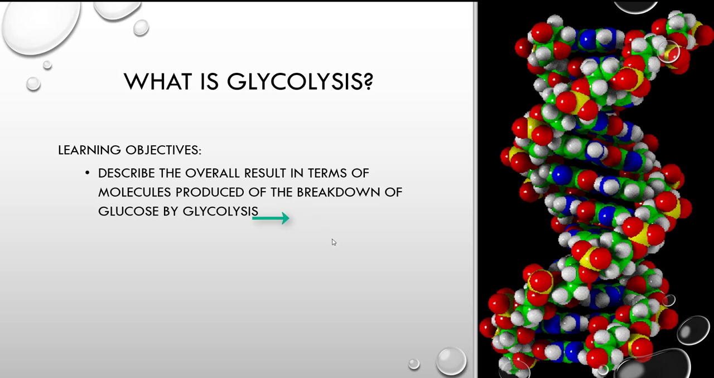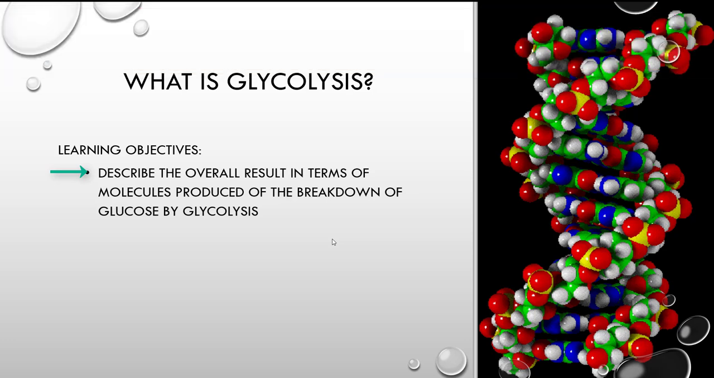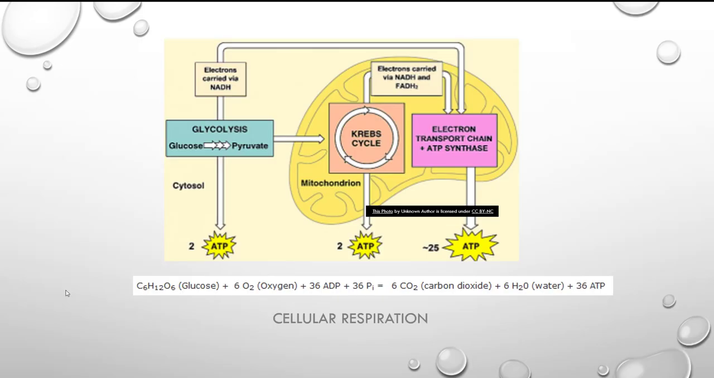So by the end of this video, you should be able to describe the overall result in terms of molecules produced by the breakdown of glucose by glycolysis. So basically, you should know the inputs of glycolysis and the outputs of glycolysis. So before we get into the whole inputs, outputs, all of that fun stuff, I just want to give you an overview of what we're going to be talking about in the next couple of videos.